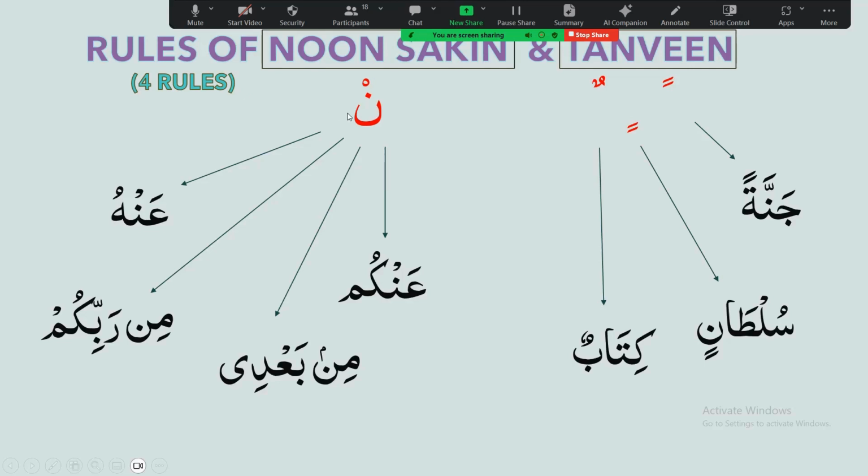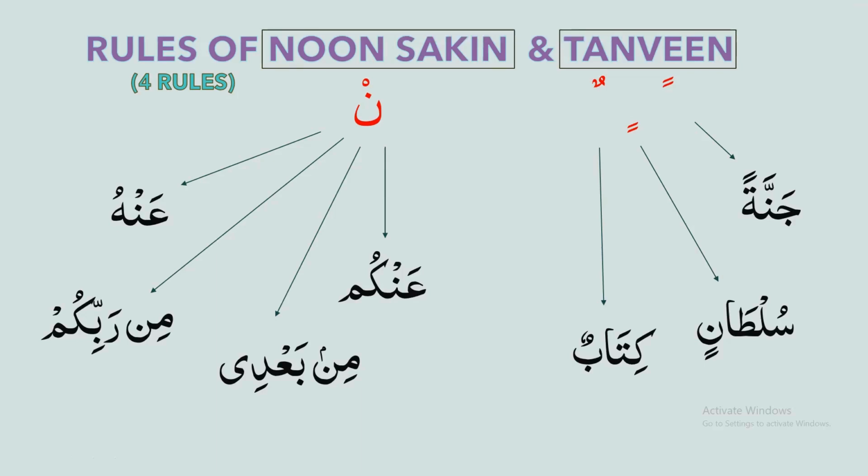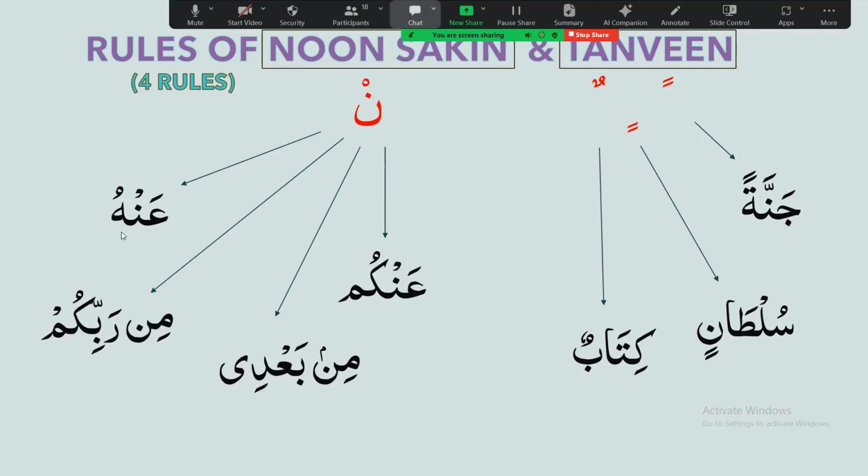Whenever this noon sakin comes on any word, there are four possibilities for how we say that word or the noon letter. Whenever you see the noon sakin, sometimes we hide it in a word. How do we hide it? For example, rather than saying ankum, with the noon sakin clearly, we say ankum with the noon hidden.